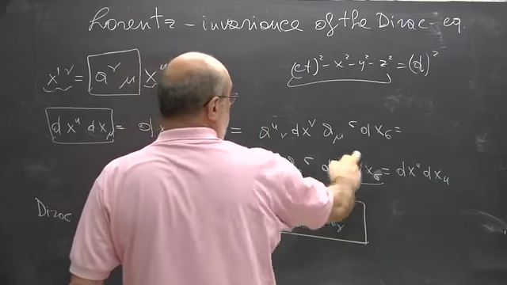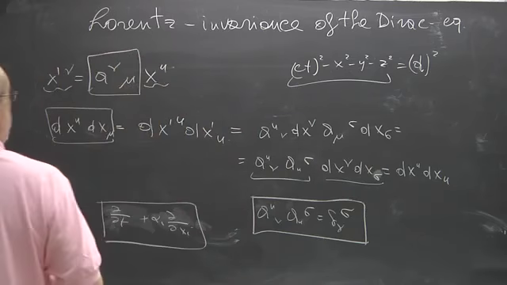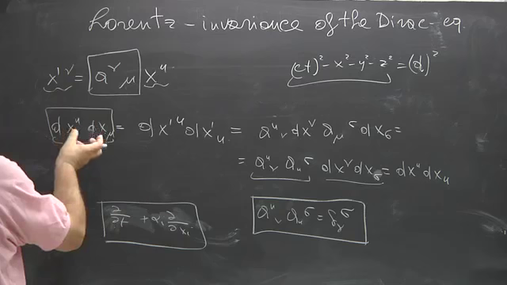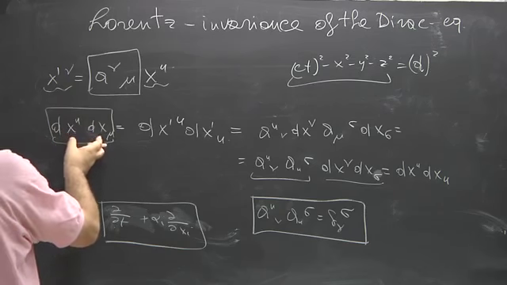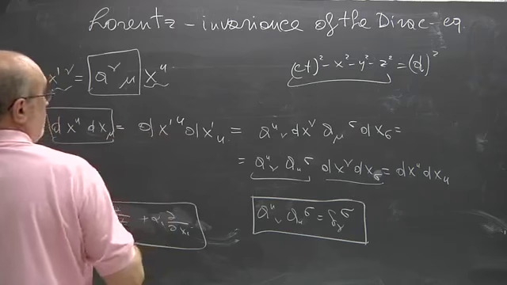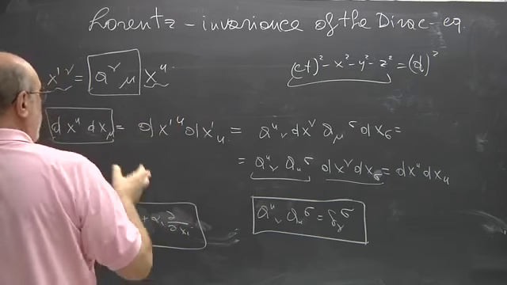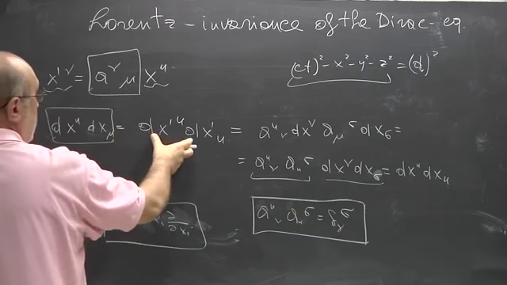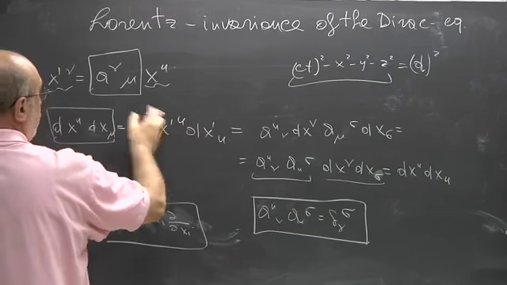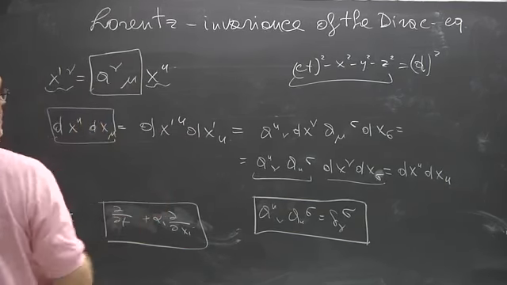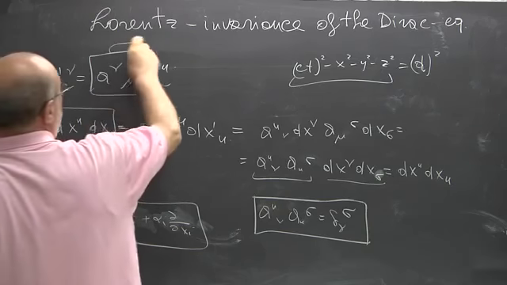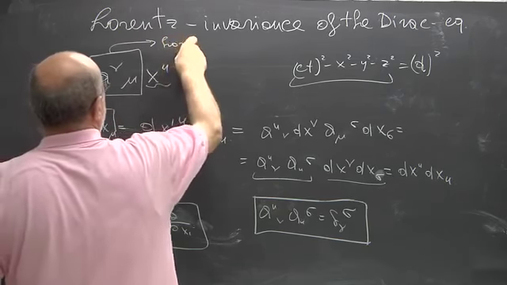So what did I do? I took the infinitesimal distance. I know that the infinitesimal distance does not change if I go to a new frame transformed by a Lorentz transformation, where a^mu_nu are the Lorentz transformation.